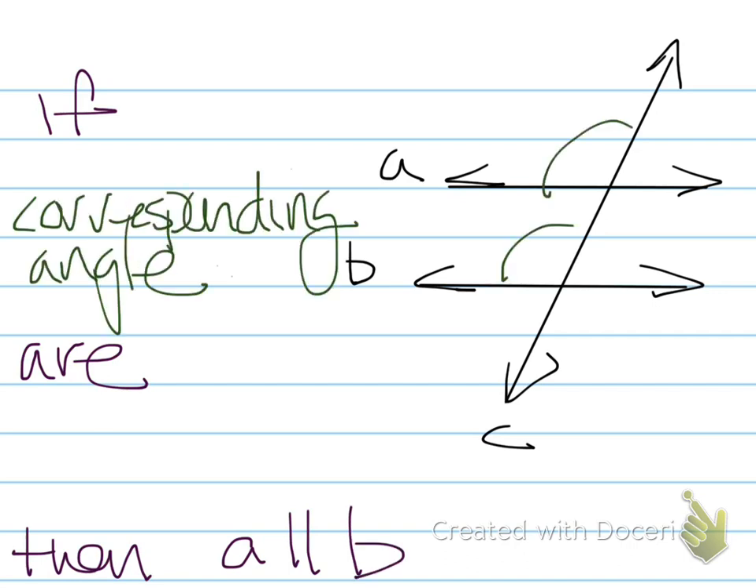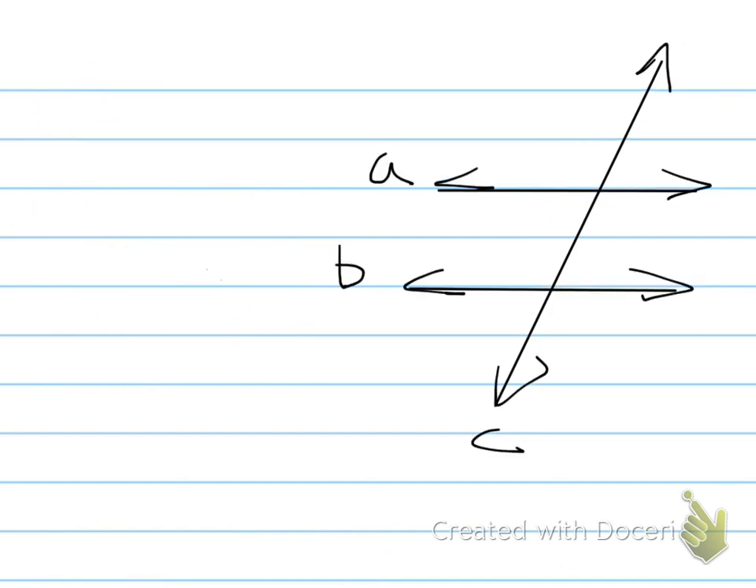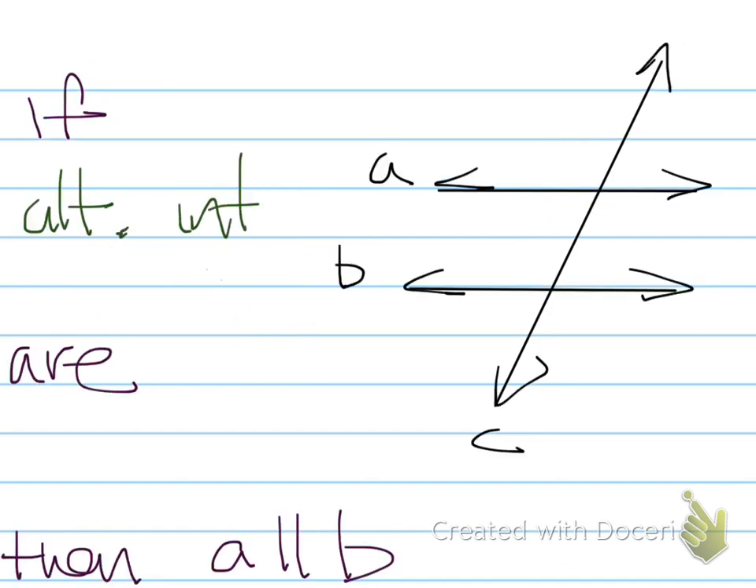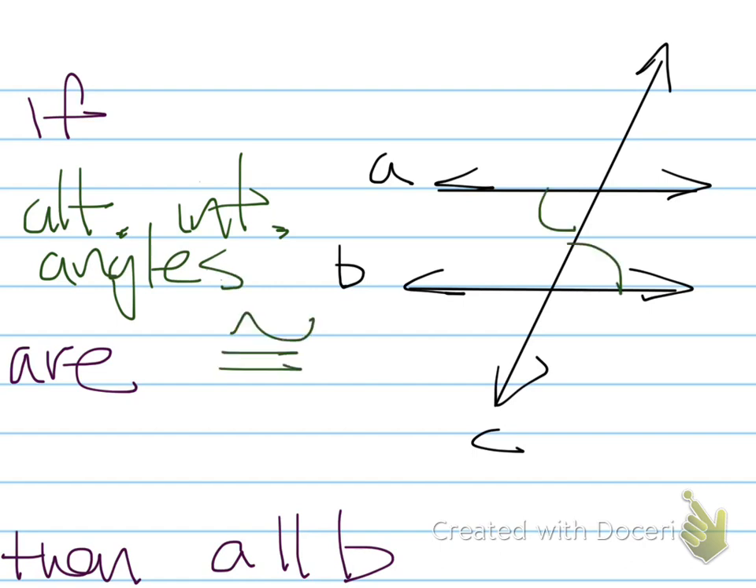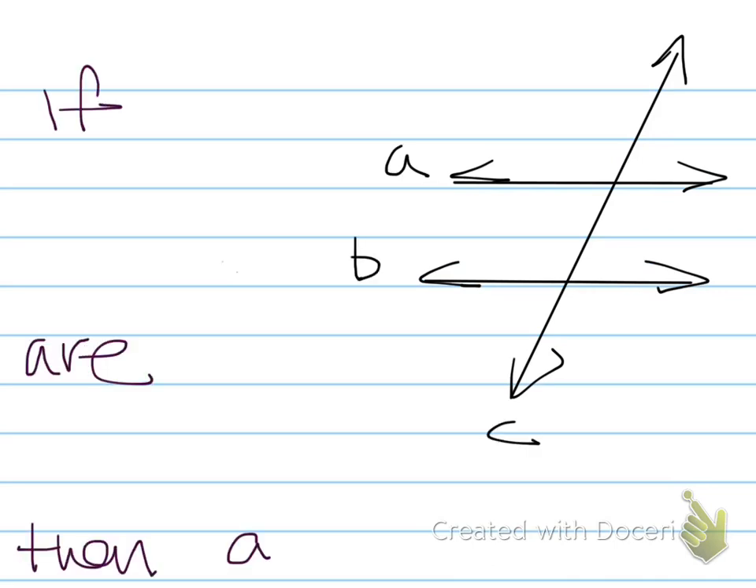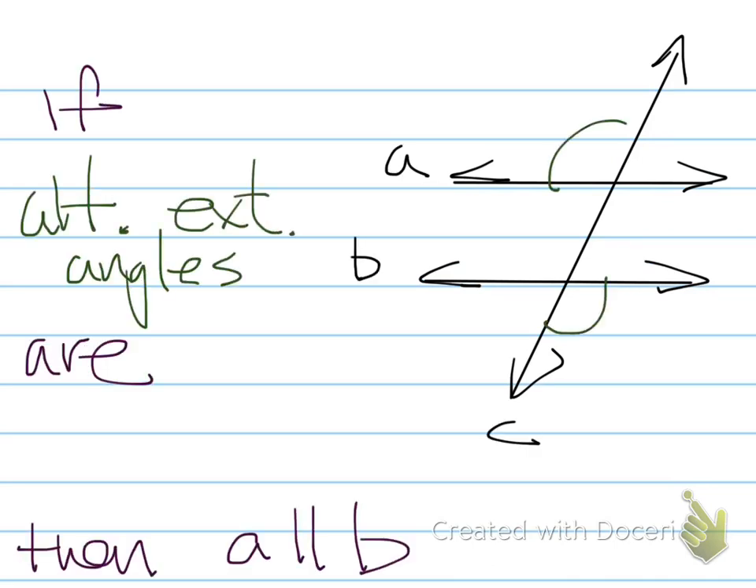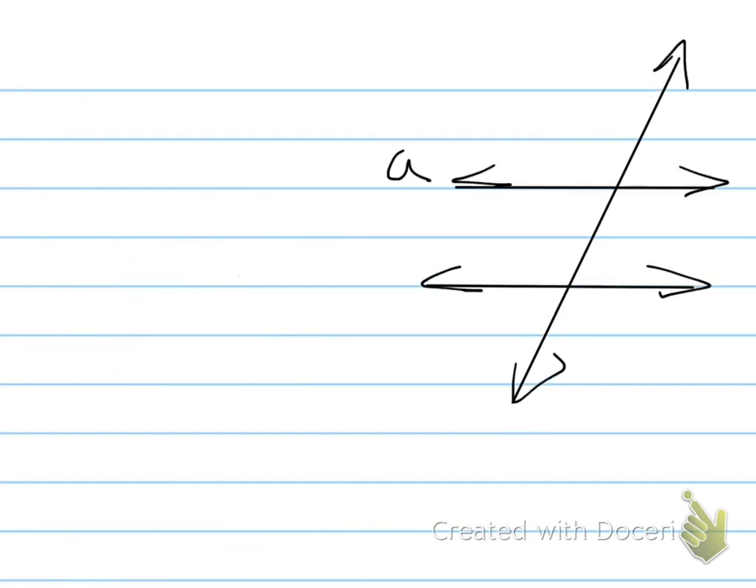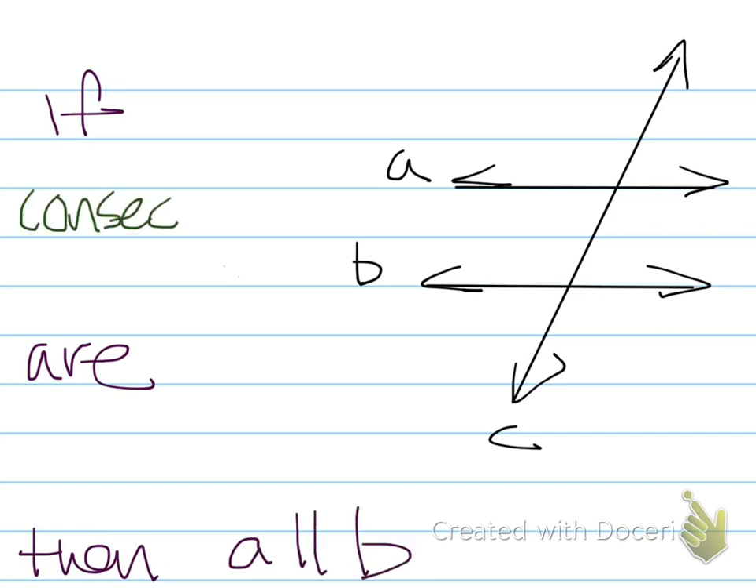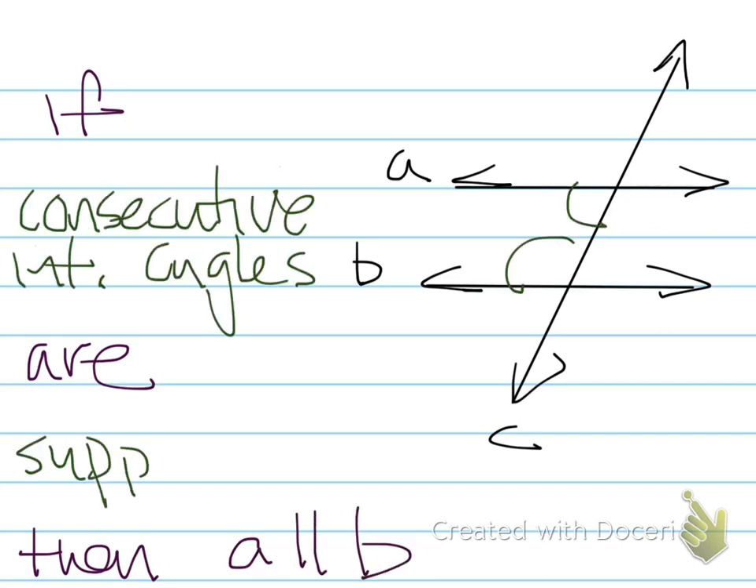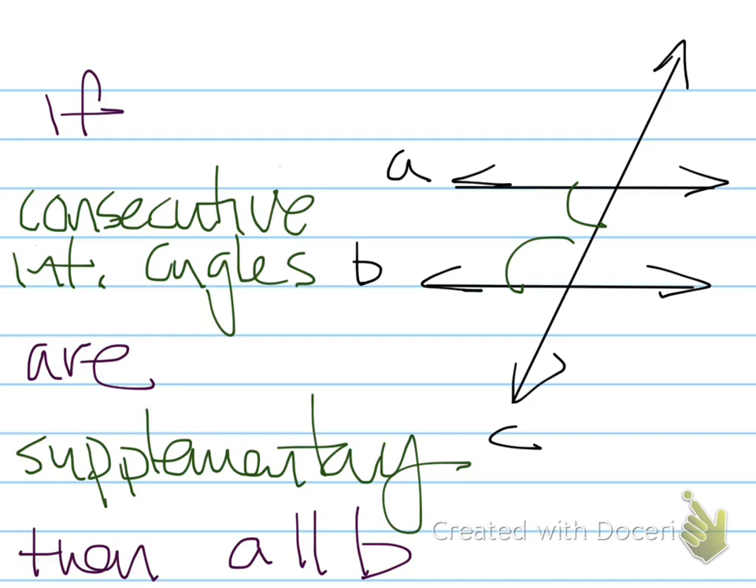Given this figure, if the corresponding angles are congruent, then lines A and B are parallel. If alternate interior angles are congruent, then lines A and B are parallel. If alternate exterior angles are congruent, then lines A and B are parallel. And if consecutive interior angles are supplementary, then lines A and B are parallel.